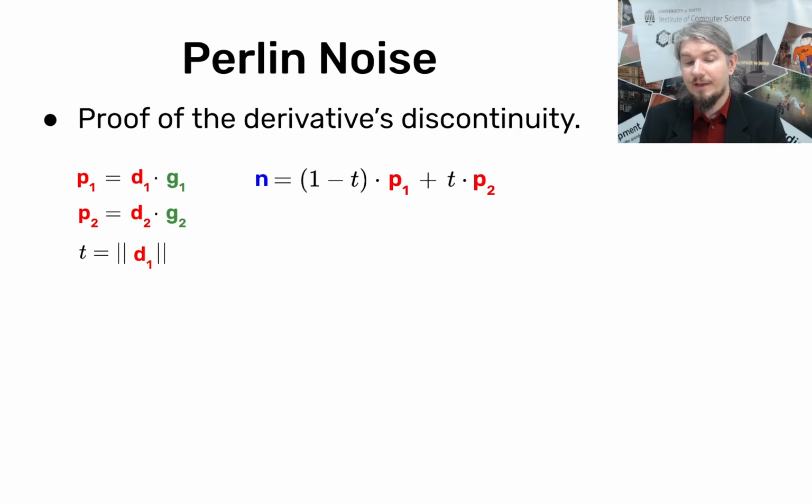We can investigate why this happens in more detail. So we have the values p1 and p2, which are the scalar projections. We have this variable t, and we do this linear interpolation between p1 and p2.